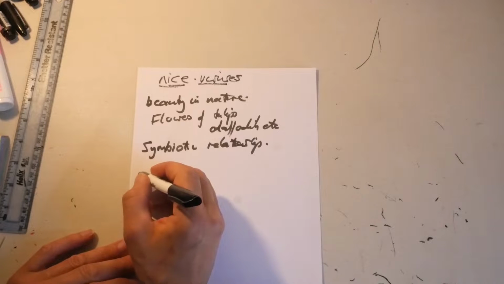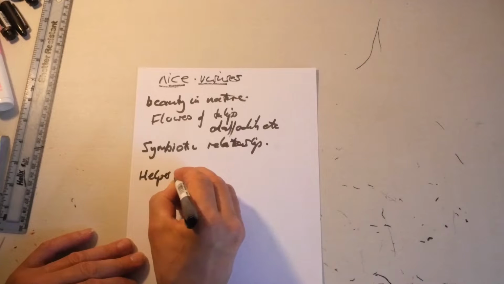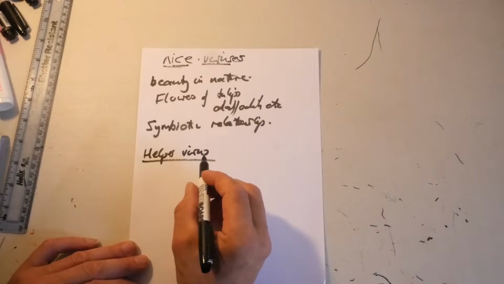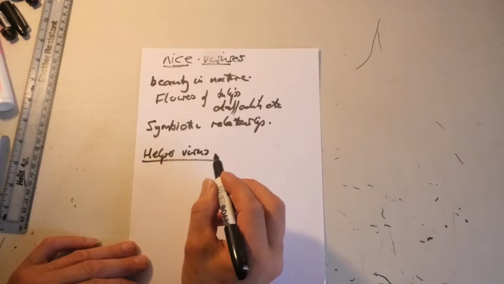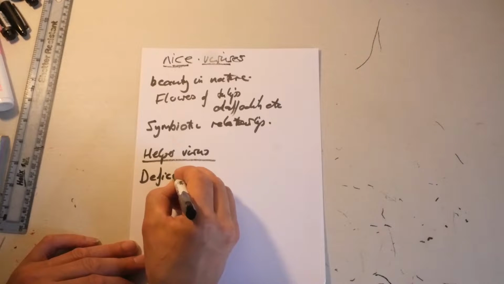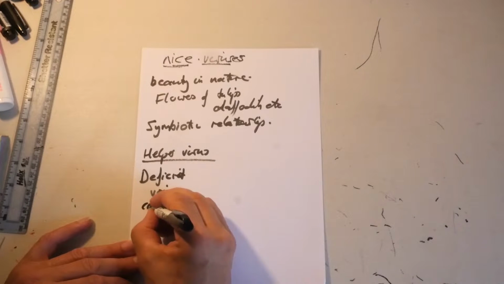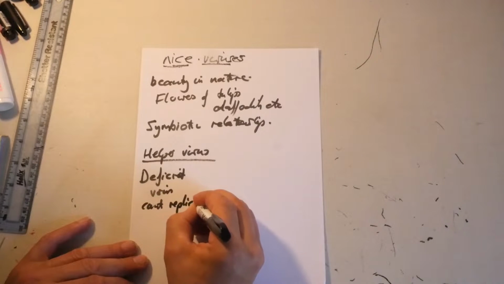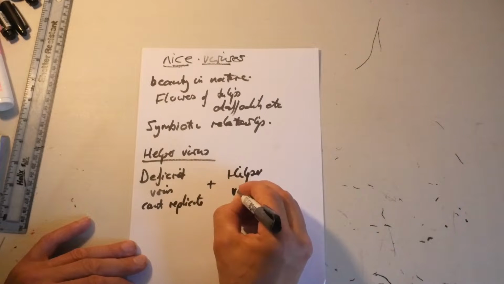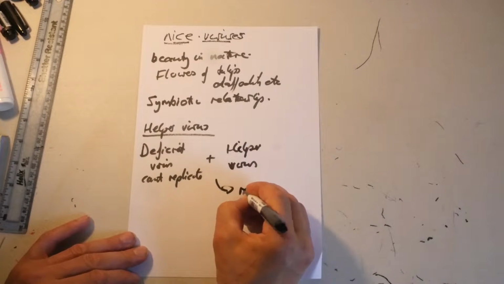Another example is something called a helper virus. Okay, this is an example where one virus is actually deficient and can't replicate, so another one comes along to help it. So you have a deficient virus which can't replicate, so you get added a helper virus, which comes along and helps it replicate, so you then get replication.